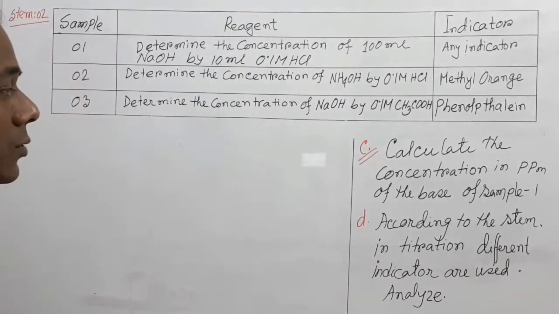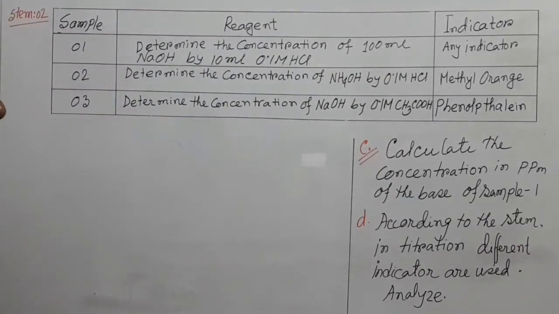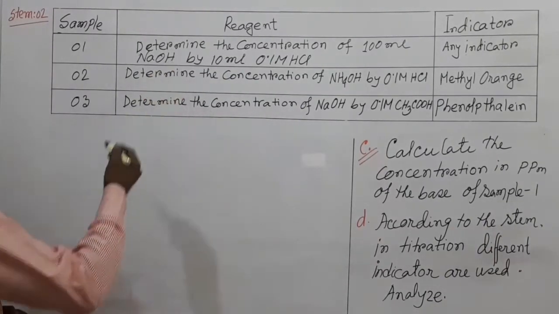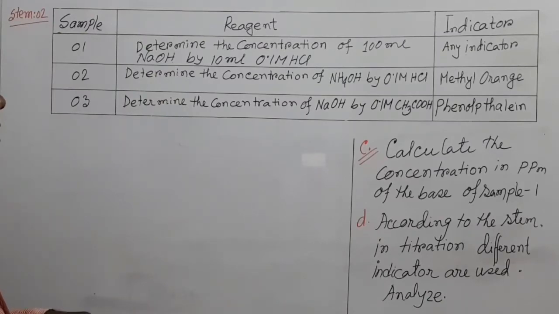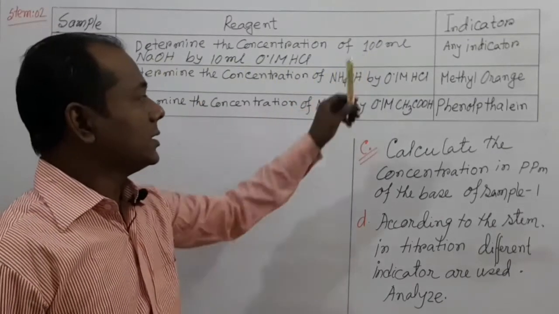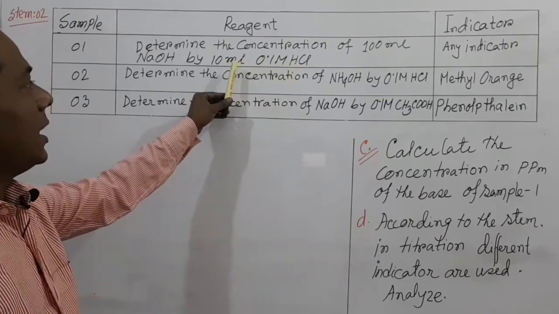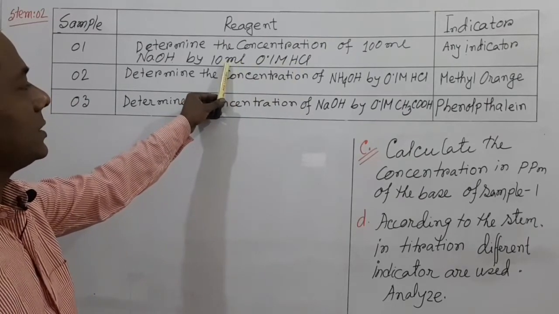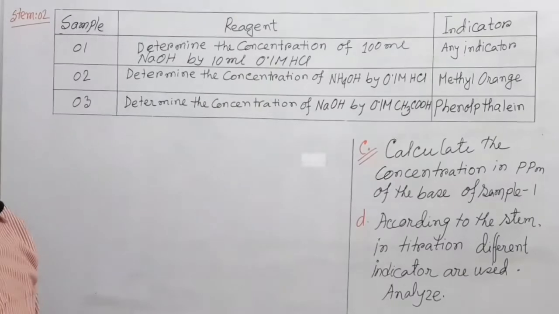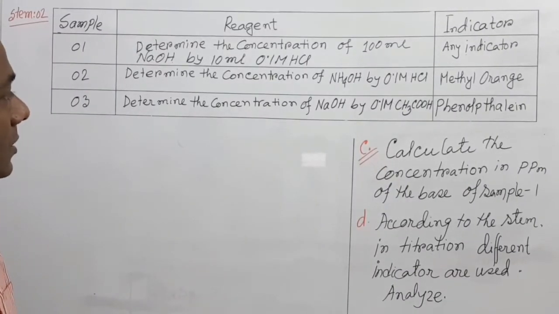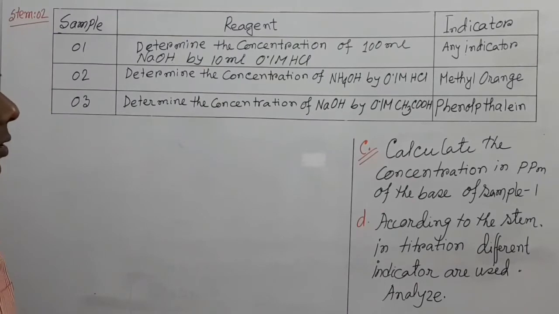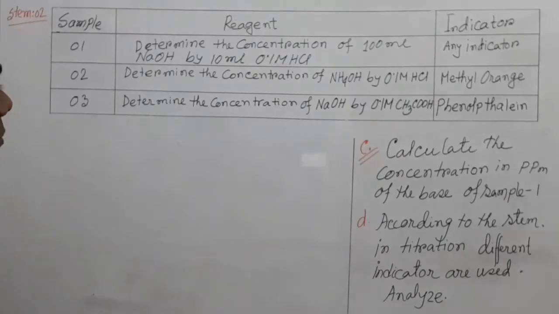Now question number C. Our first question, calculate the concentration in ppm of the base of sample 1. So here the base is sodium hydroxide, and the given volume of sodium hydroxide is 100 ml, and the acid is hydrochloric acid, and the given volume of hydrochloric acid is 10 ml, and the given concentration of hydrochloric acid is 0.1 molar. Now we have to calculate the concentration of sodium hydroxide in ppm unit.